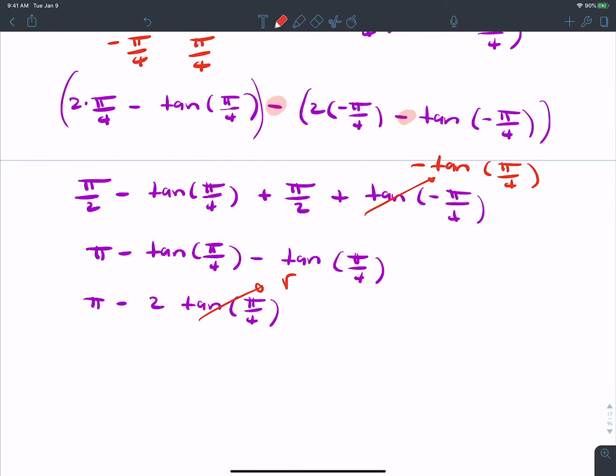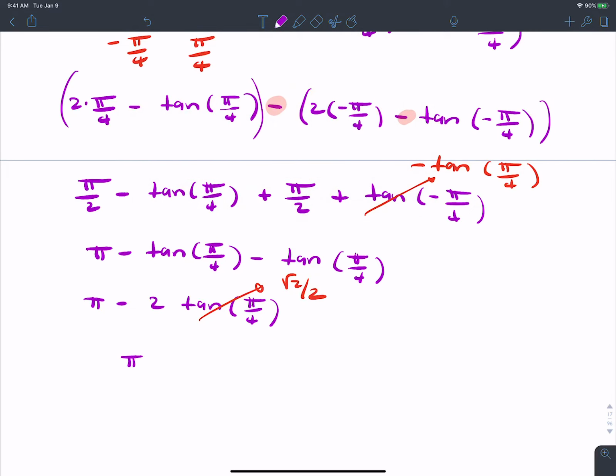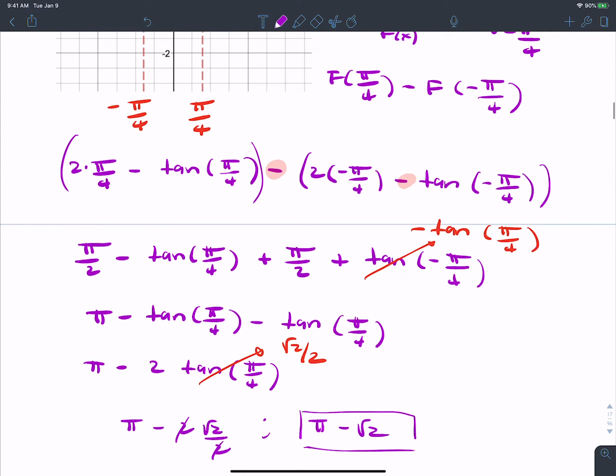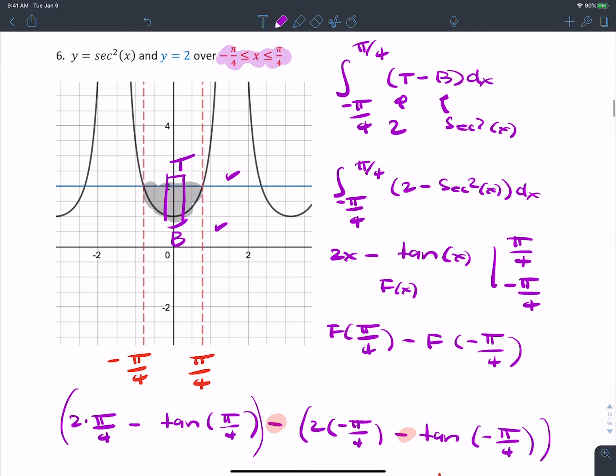What's tangent pi over 4 again? Square root of 2 over 2? Pi minus 2 square root of 2 over 2, or simply pi minus the square root of 2. Now notice pi is about 3.14, square root of 2 is about 1.41, so the difference is positive, right? So your area under this curve here is kind of interesting. Yes, you took top minus bottom.